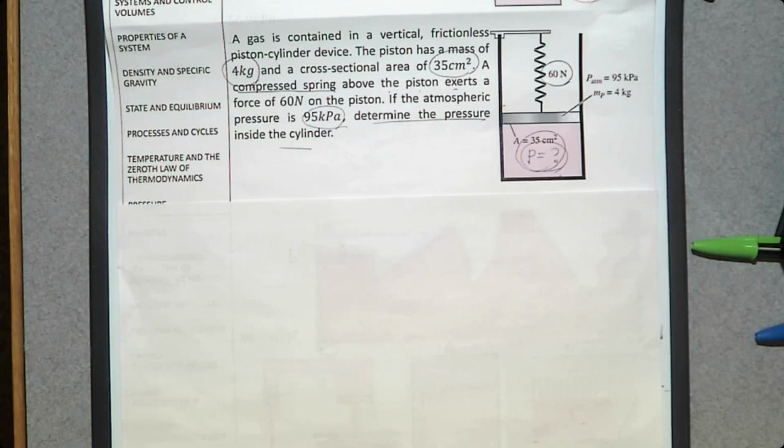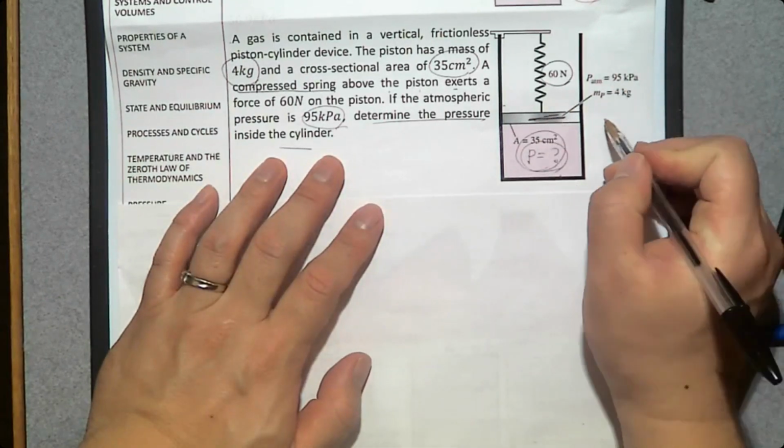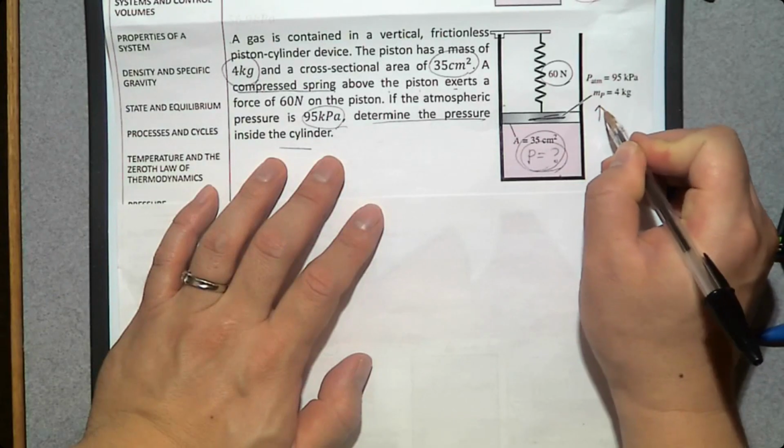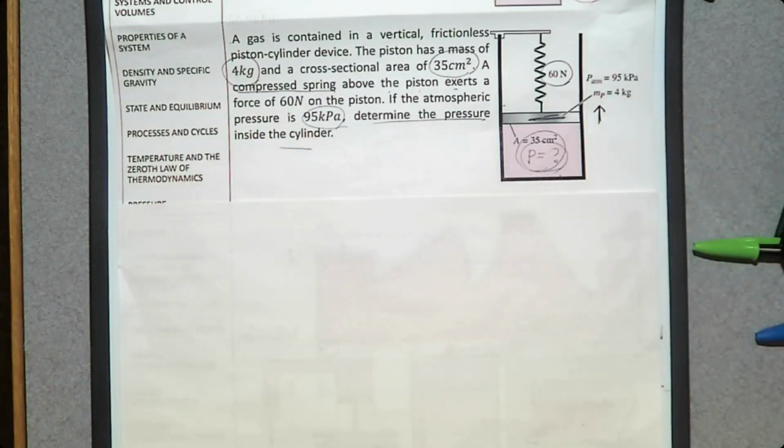Think about that. This is the piston. What if the net force is positive, like upward? What's going to happen? The piston moves upward. What if the net force is downward? The piston moves downward. So if you assume that the piston does not move, what is the net force? 0.